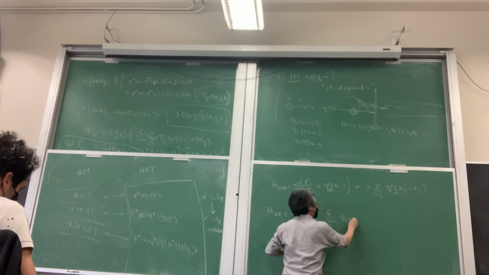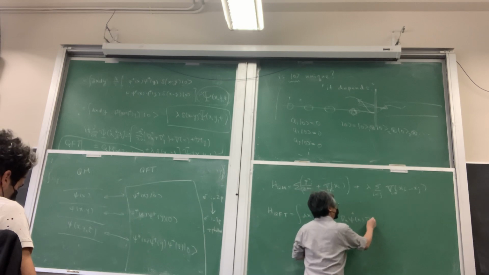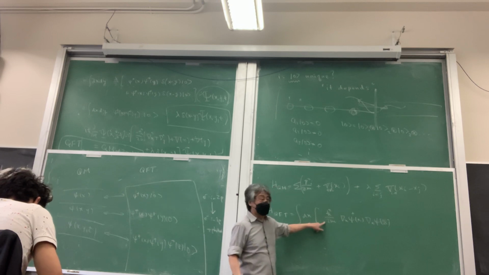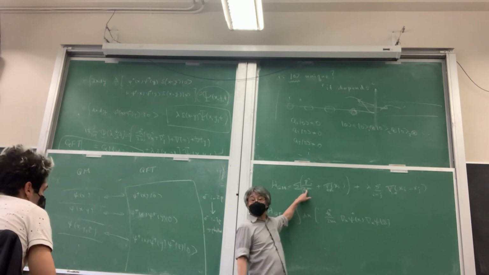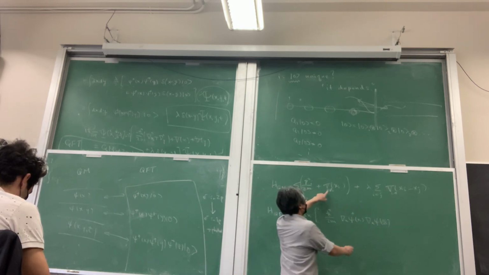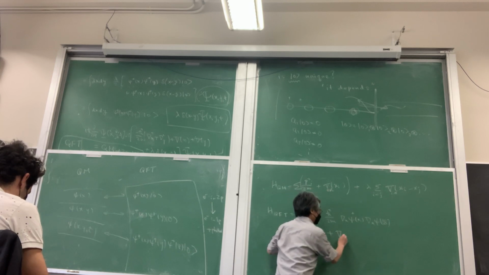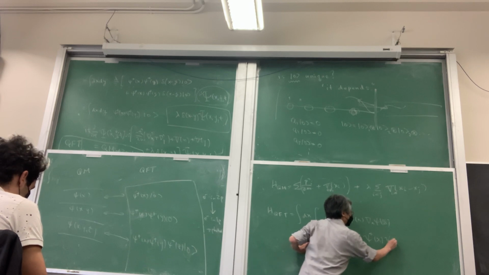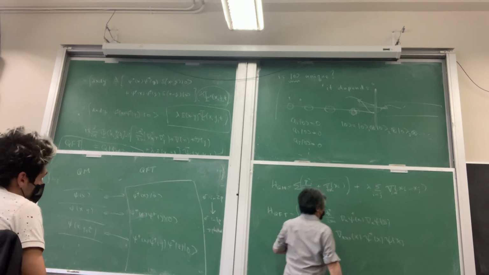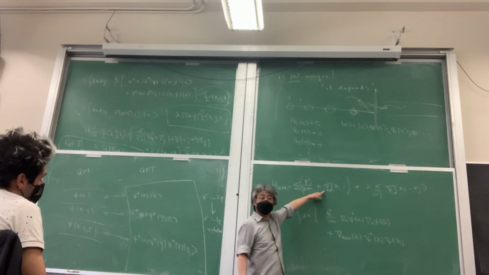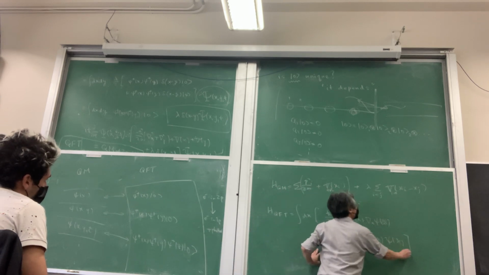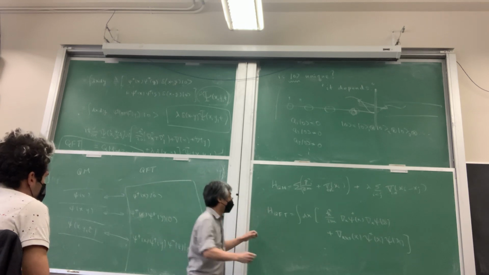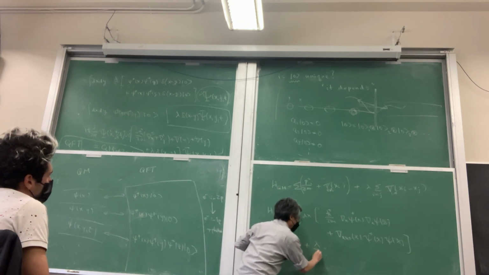This piece is the same, because this piece is what ended up giving you the kinetic energy for each particle. This piece also remains the same, because that actually gave us the external potential. Now I have to think about this piece, which depends on two positions. That can be written in the following way.